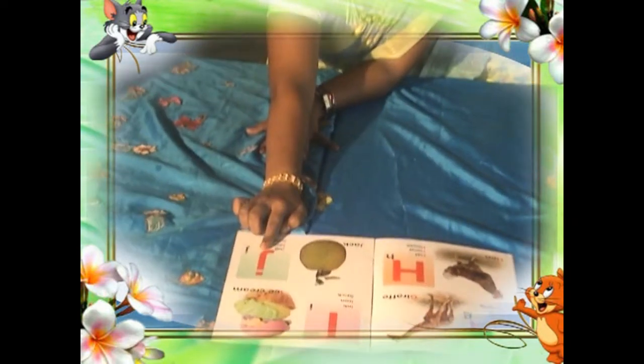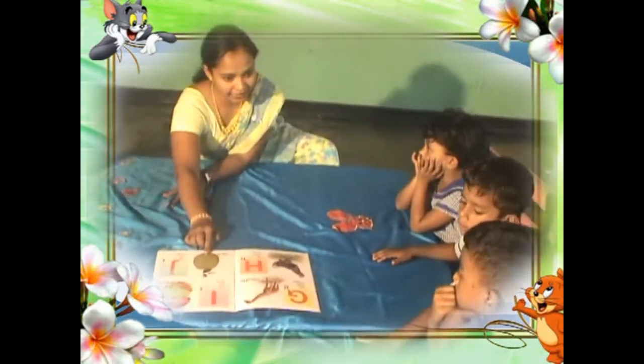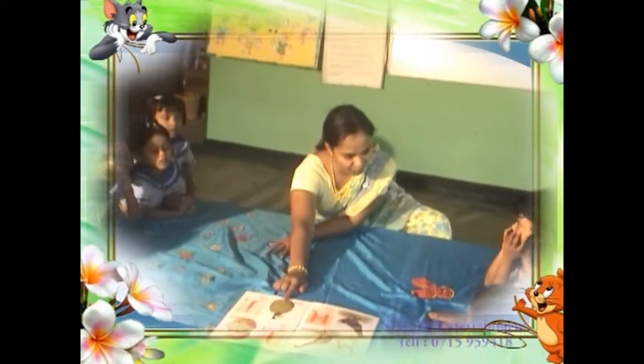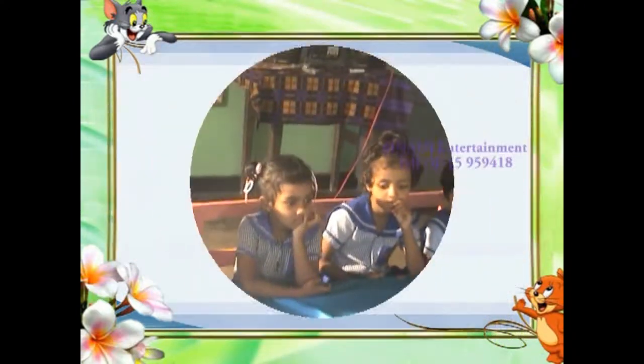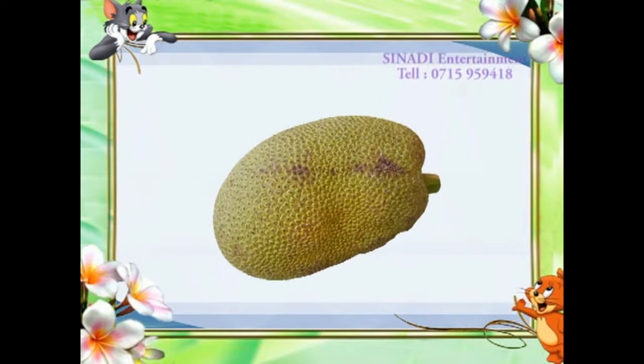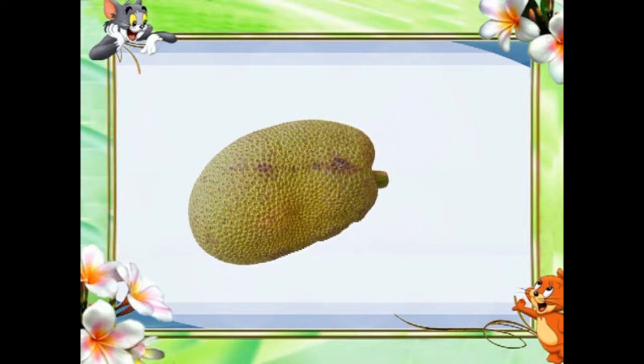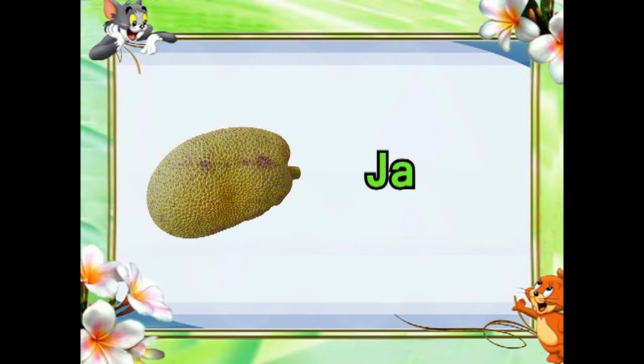J for jack. Jack kya ne munad de? Horse. Horse walata. Jack. J A C K. Jack.